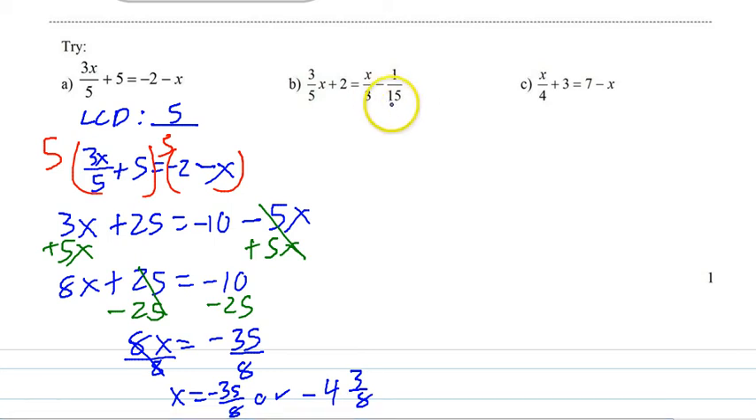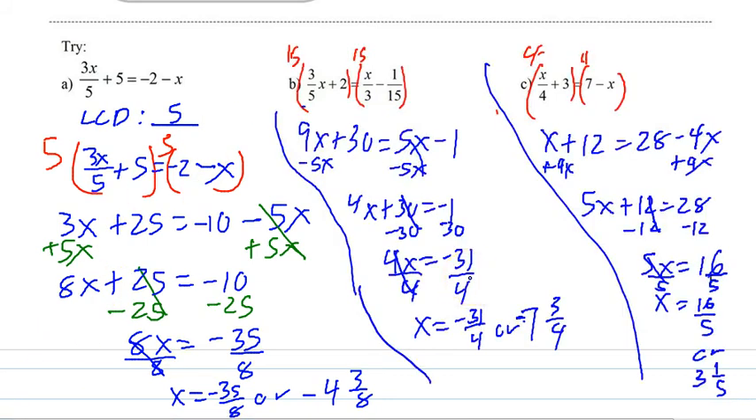Okay, so give the other two a shot. Hit pause and try them. When you unpause them, the answers will be there. Hit pause now. And there are your answers. So you should have multiplied b by 15 and c by 4, and then solve the equation. All right, thank you.